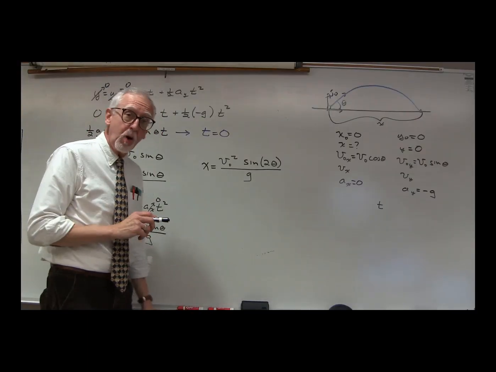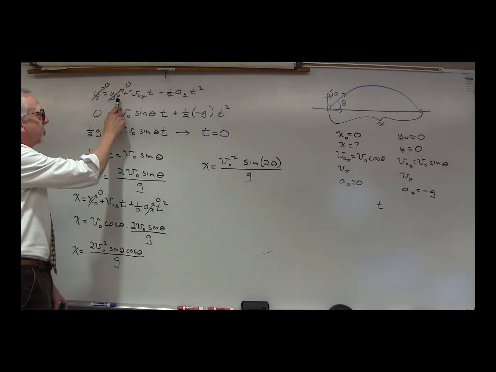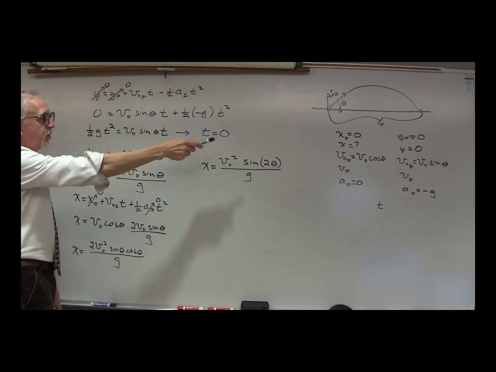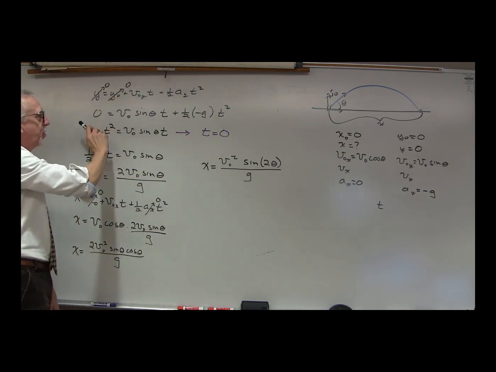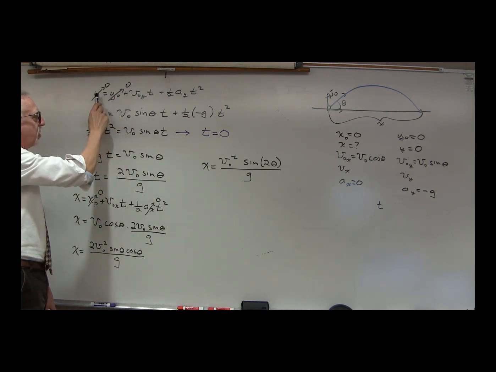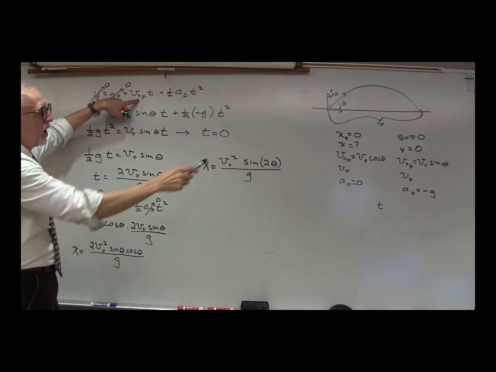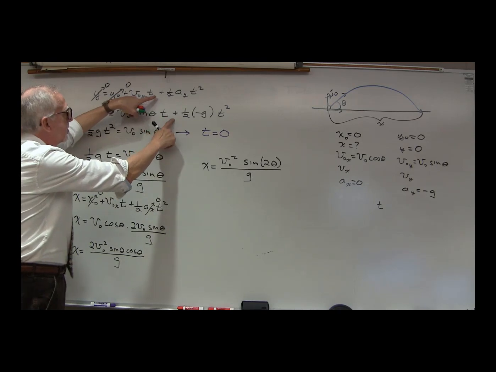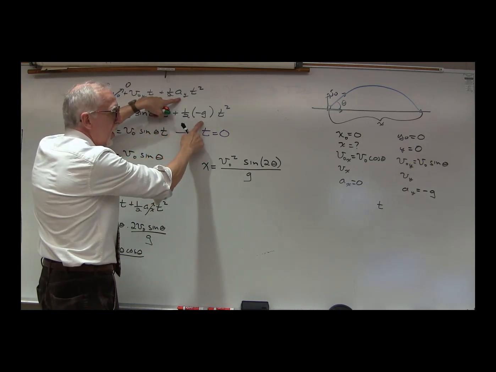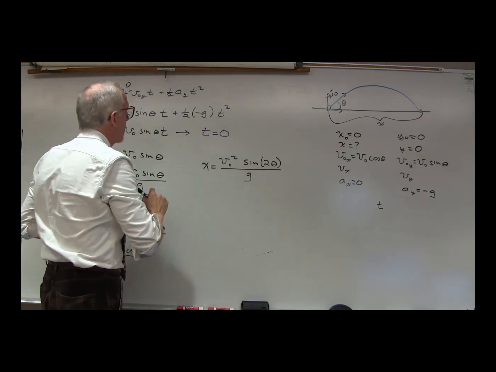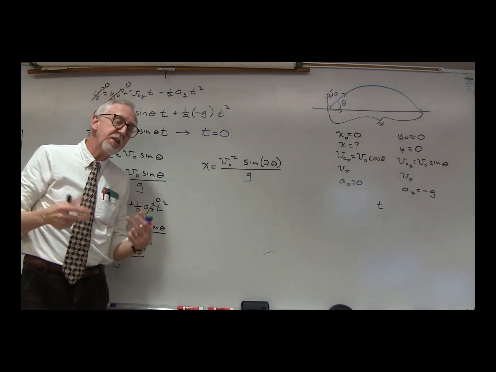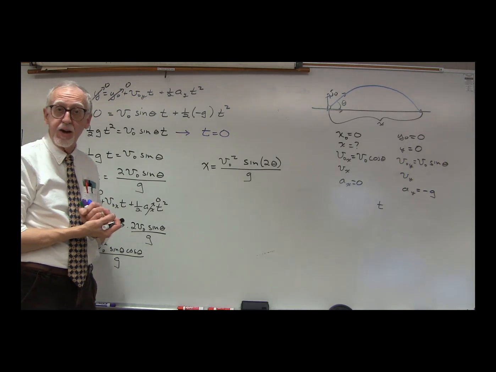Third equation from the y motion, we have y equals y naught plus v naught y t plus 1/2 a y t squared. But we know that y and y naught are both 0. So we have 0 equals v naught y, and v naught y is v naught sine theta, times t plus 1/2 a y, which is negative g, t squared. We don't have a constant term in this, so we don't actually need to solve this using the quadratic equation.